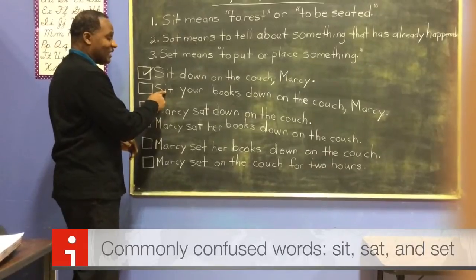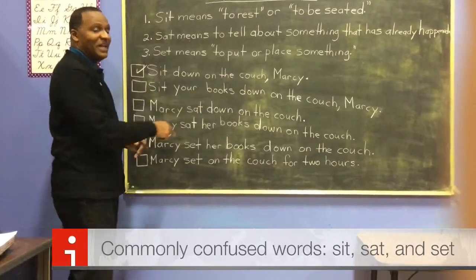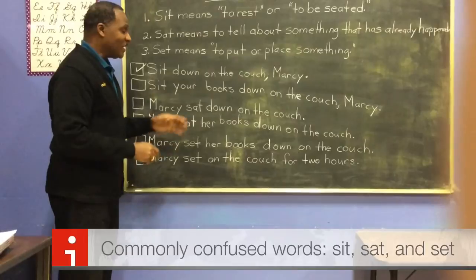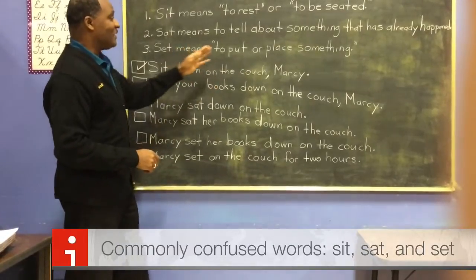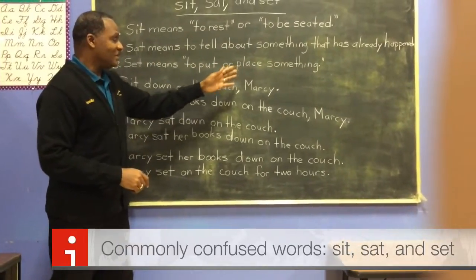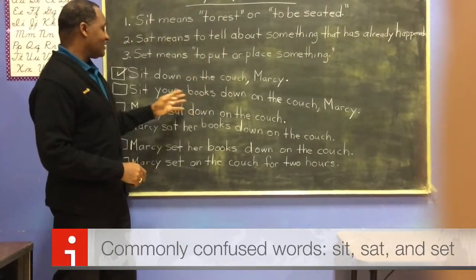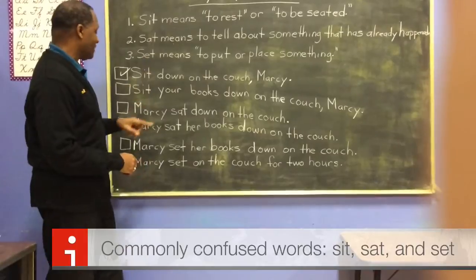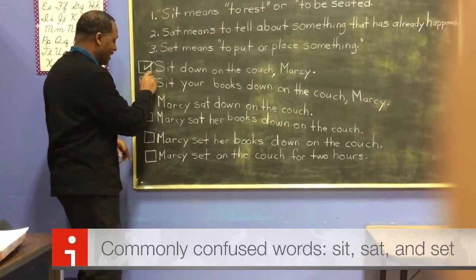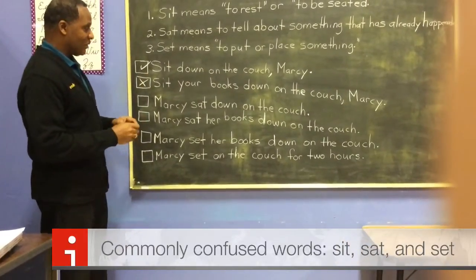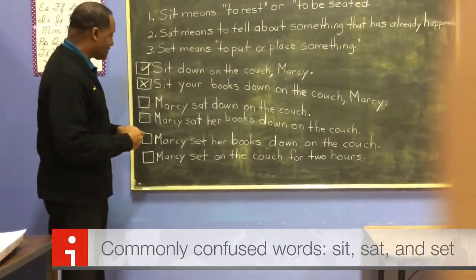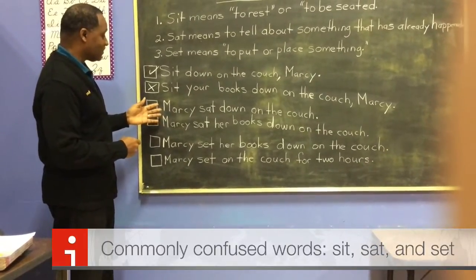And this one is incorrect because this one is for set, because we're talking about something that we place or put down, and that would be to place something or to put. So this is incorrect, so I'm going to put an X by it because it's wrong. Okay, let's go to the next sentence and let's see this one.